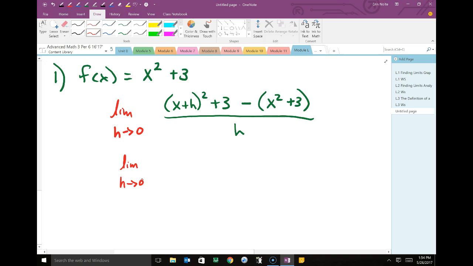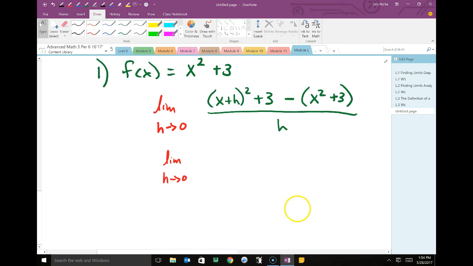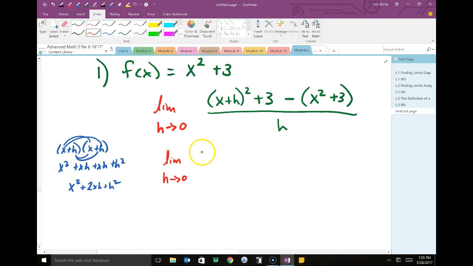But we're going to undo factoring. We're going to FOIL. Do you remember that if I have x plus h squared, that's the same as x plus h times x plus h, and I FOIL it? So I would have x squared plus xh plus xh plus h squared. So that makes 2 xh's. You see where I'm going with that? So if I FOIL that, we're going to have x squared plus 2xh plus h squared.